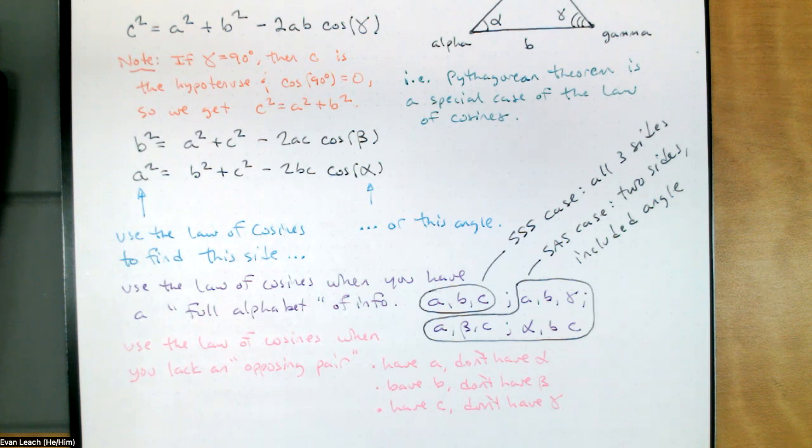And some students like it when we talk about the SSS case. That's the easy one to identify. You just have 3 sides. Or the SAS case, when you have 2 sides and the included angle.